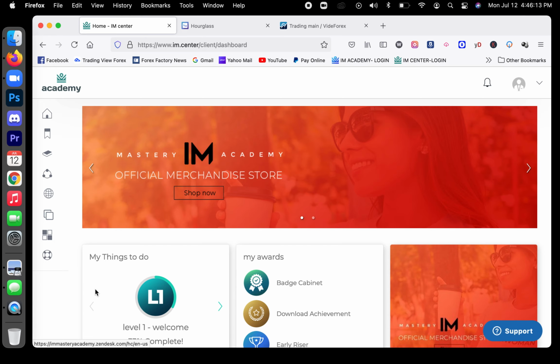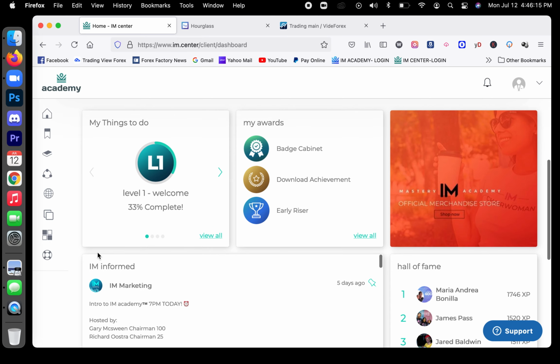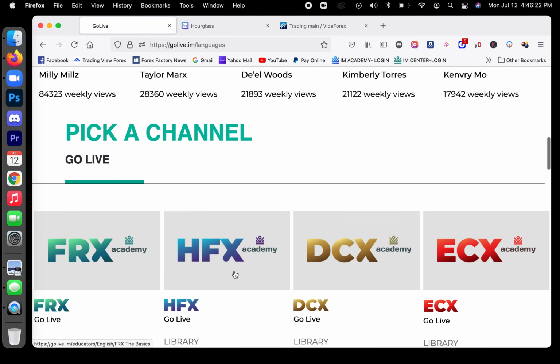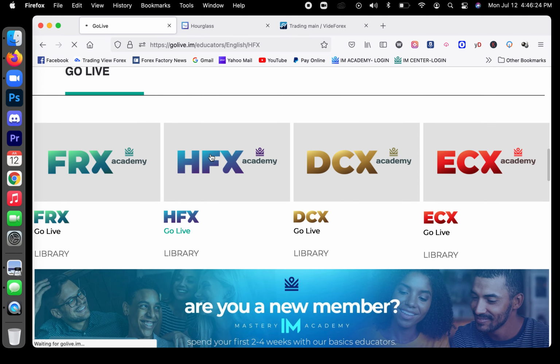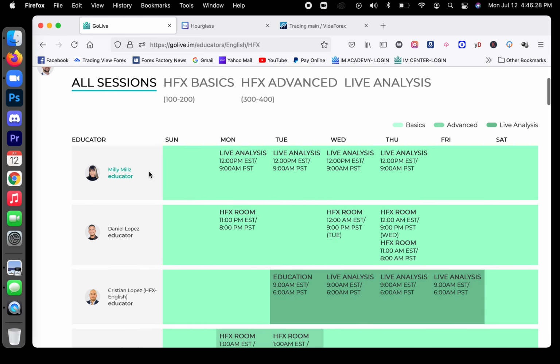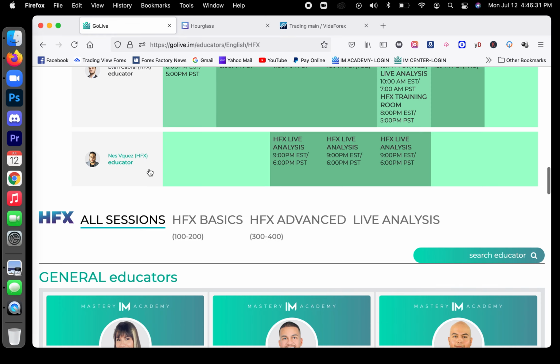I'm going to show you the hack that nobody's probably telling you or you don't know. Go right into your Go Live, the icon, the globe icon. You're going to scroll down, go to HFX. HFX is going to take you out to the schedules, but I'm not worried about the schedules right now. I want to take you out to the educators.